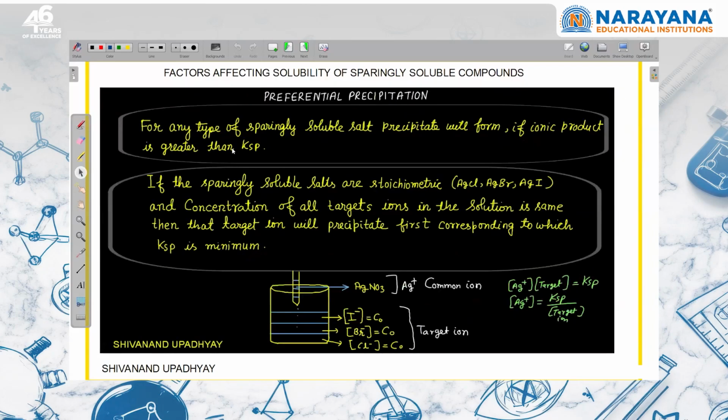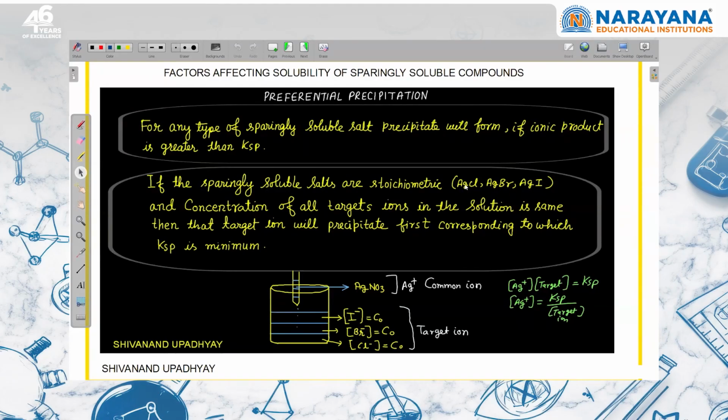I have to discuss the last part. That is preferential precipitation. So in case of preferential precipitation, for any two type of sparingly soluble salt, precipitate will form if ionic product will be greater than solubility product. This we know. If the sparingly soluble salts are stoichiometric like AgCl, AgBr, AgI.